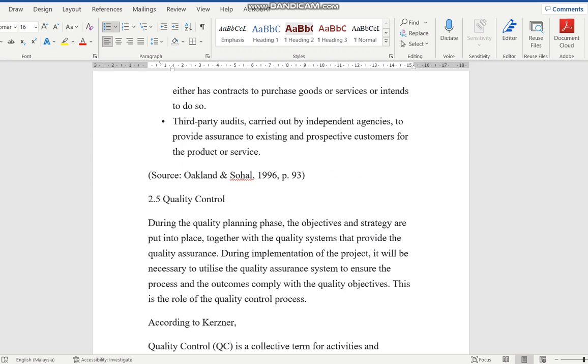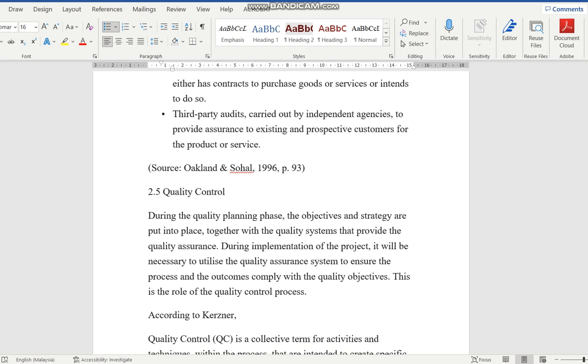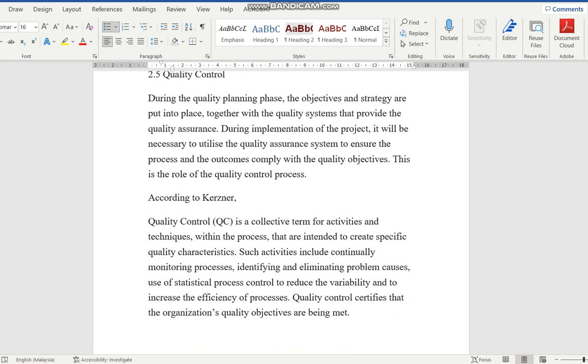Okay, the last bit of our QMS systems is quality control. And quality control, depending on the industry, you all have your own quality control tools. Okay, so quality control, we call it QC. So besides monitoring, you are also identifying.